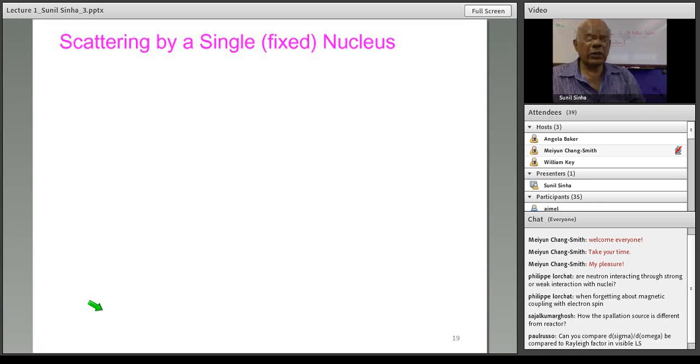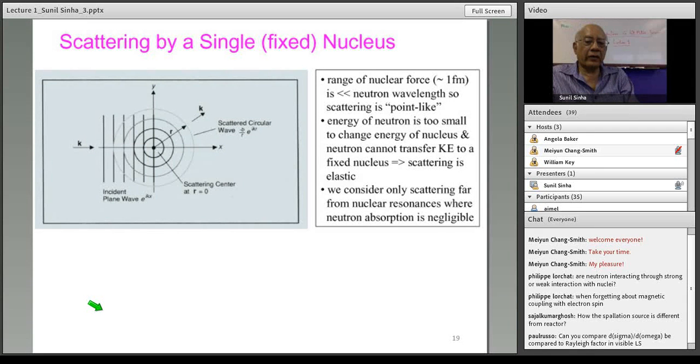So let's consider now scattering by a single fixed nucleus. We imagine that there is a nucleus somehow fixed at the origin, and a plane wave, a neutron beam containing essentially one neutron, represented as a plane wave coming in onto this. We represent it by a plane wave e to the ikx, with unit amplitude. Because the nucleus-neutron interaction is very short range and strong, it can be represented by a delta function, which essentially scatters isotropically. So when this plane wave encounters a fixed nucleus, spherical wavelets go out.